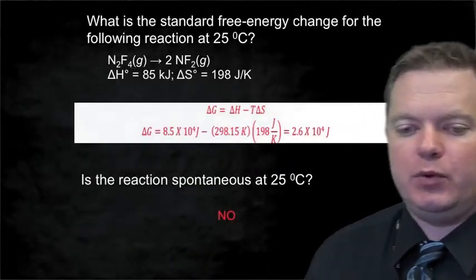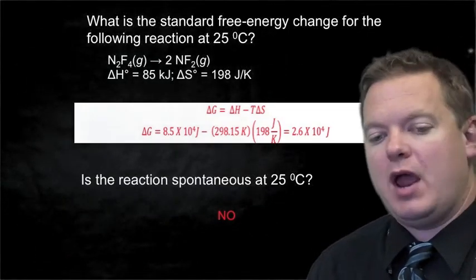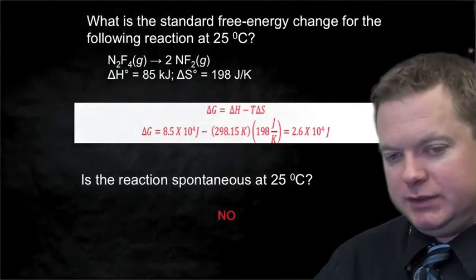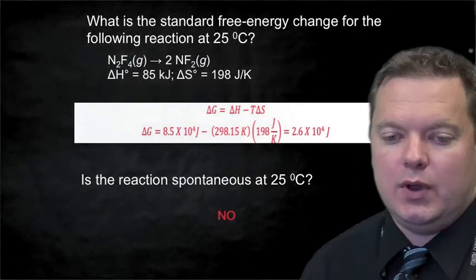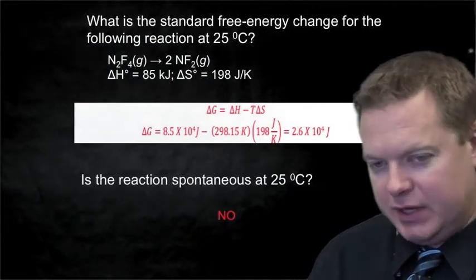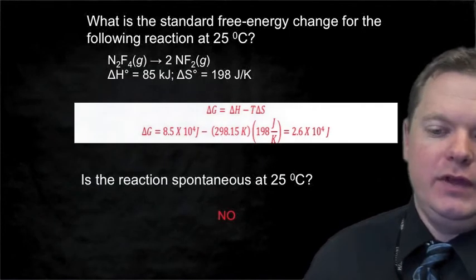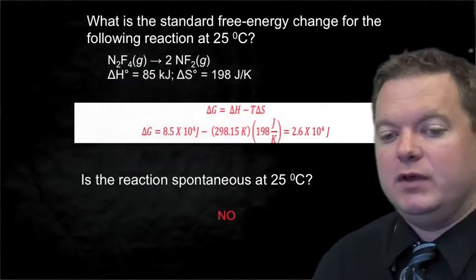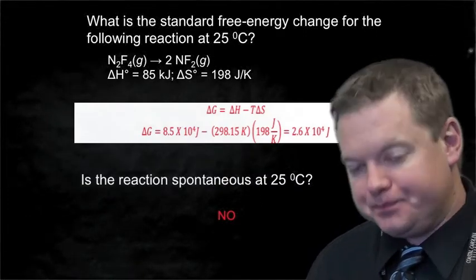So let's look at an example real quick where we do this calculation. What is the free energy change for the following reaction at 25 degrees Celsius? We take N2F4 as a gas, going to 2 NF2 as a gas. Do the calculations, and we see that the delta H for this reaction is 85 kilojoules. The delta S is 198 joules per K.